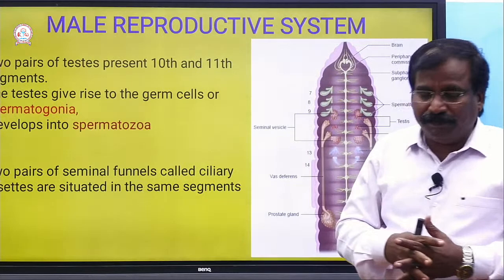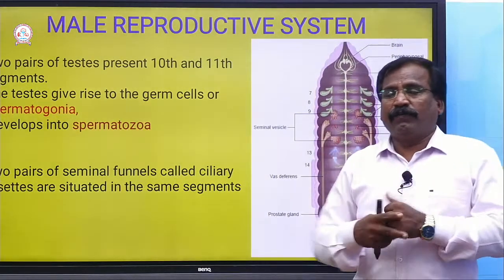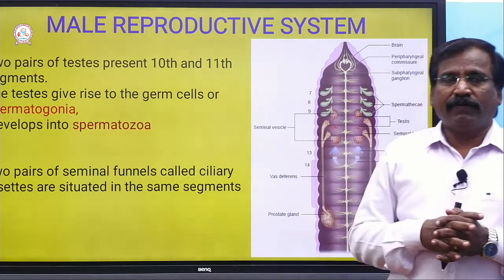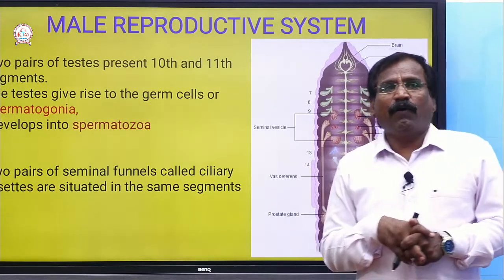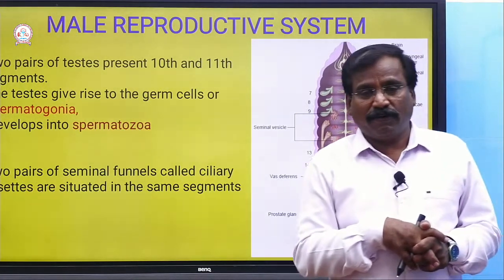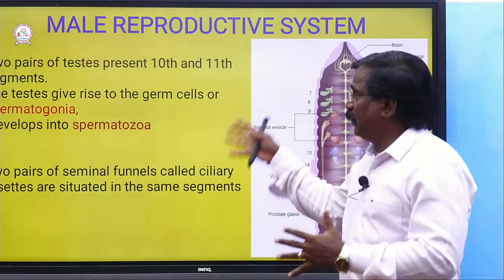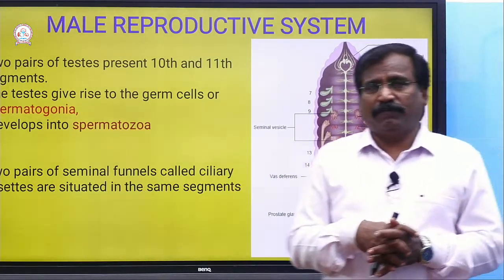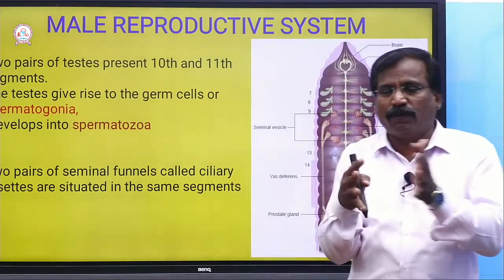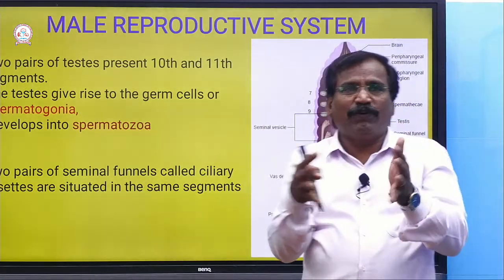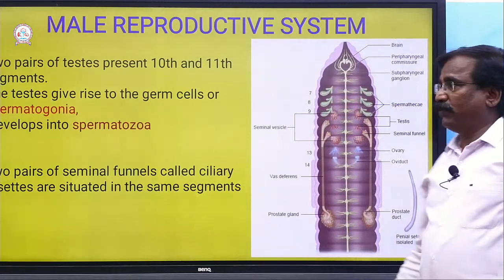So far we have discussed hermaphroditism, how self-fertilization is avoided and how cross-fertilization is facilitated. Now, what is the structure of the male reproductive system? In these slides we are going to discuss in detail the male and female reproductive systems. First is the male reproductive system.